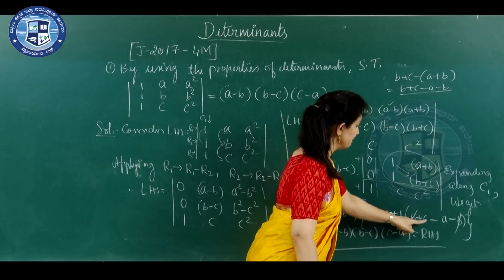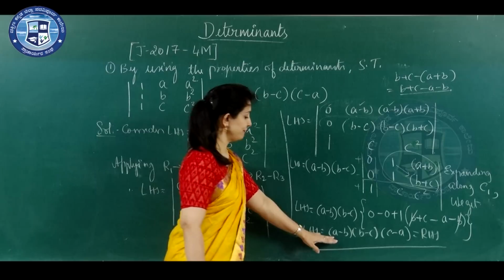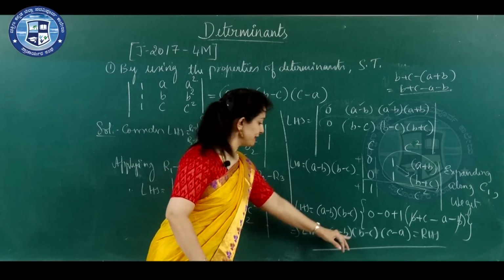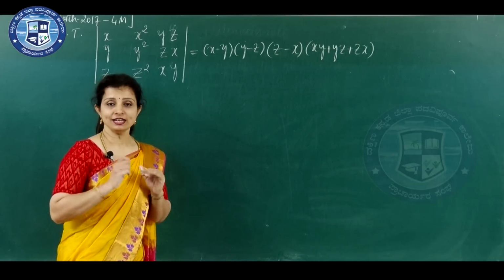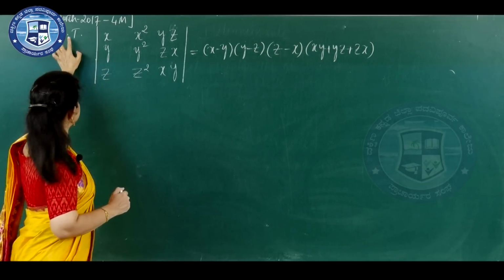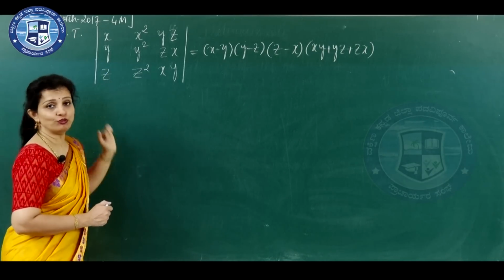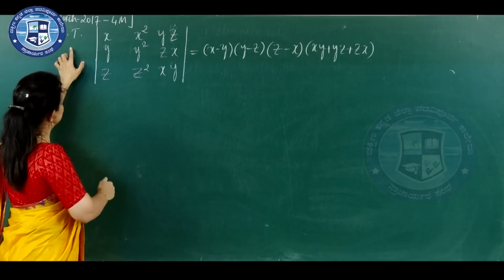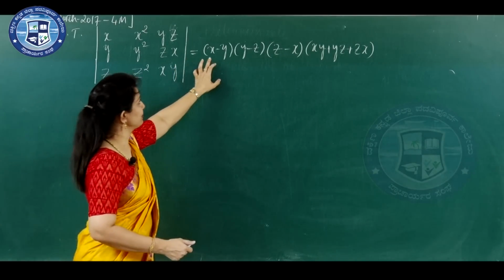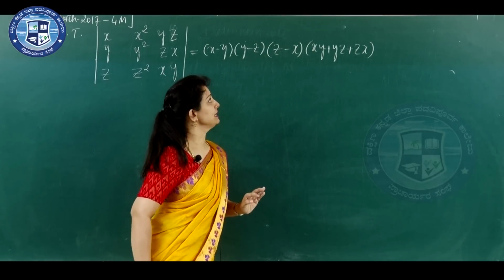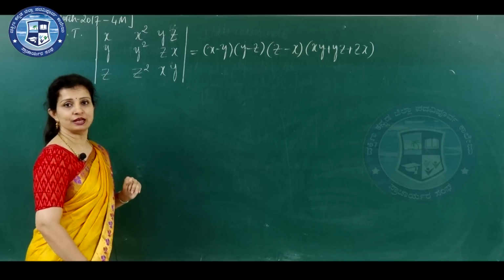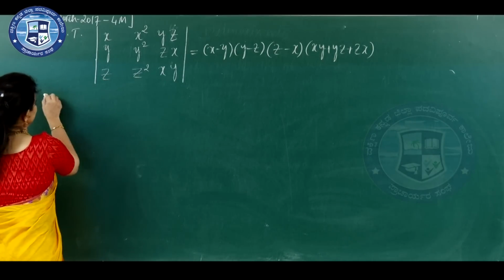So, minus A minus B. So, we have the factors A minus B into B minus C into C minus A, that is RHS. Look at the second question, which was asked in the year 2017 for 4 marks. Show that the determinant value is equal to x minus y, y minus z, z minus x into xy plus yz plus zx. Now, consider LHS.